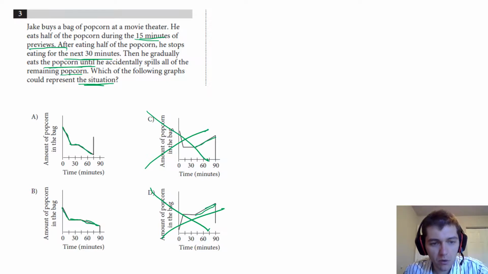A would have him, I guess, going back to the concession stand where it goes up. Again, there's no going back up. So A is incorrect. B, he spills, so he goes to 0 popcorn at the end. B is the correct answer.